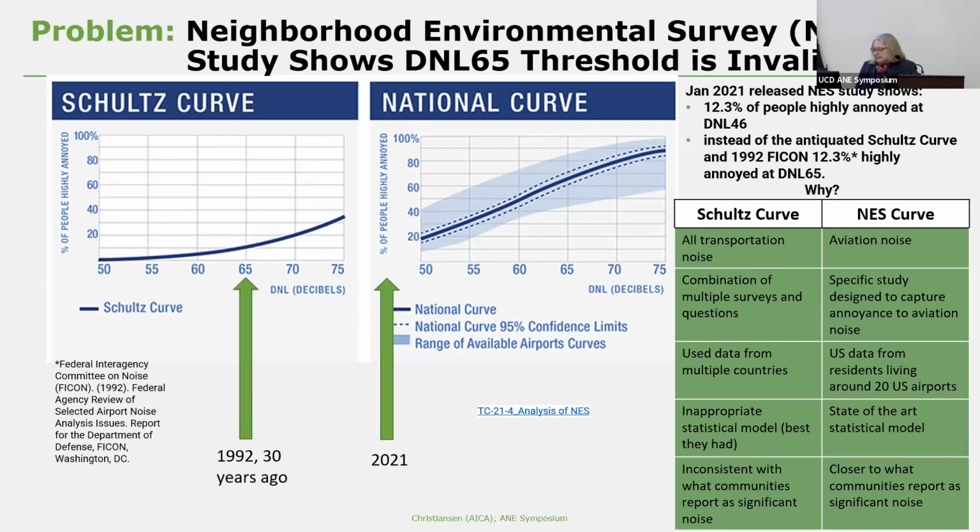It included US data from residents living near 20 airports. The Schultz curve used international data. The NES folks who analyzed this used state-of-the-art statistical modeling, whereas the Schultz curve used inappropriate statistical modeling, although they did the best they could at the time they were able to develop it. And also importantly, as far as assessing whether or not it's a valid metric, the NES curve is closer to what communities report as significant noise.